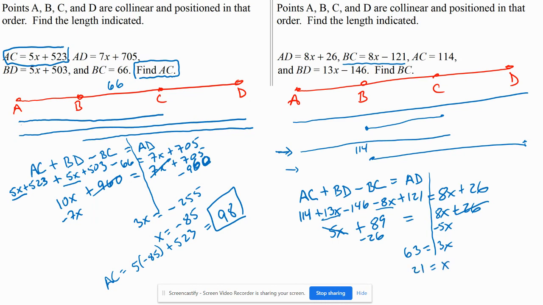I solve for x. Now I'm going to use it. I'm asking you guys to find BC. I know something about BC. 8 times x minus 121. 8 times 21 minus 121. And your answer should be, let's see, 8 times 21, that is 168, minus 121. Your answer should be 47.